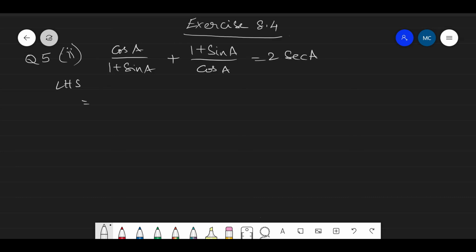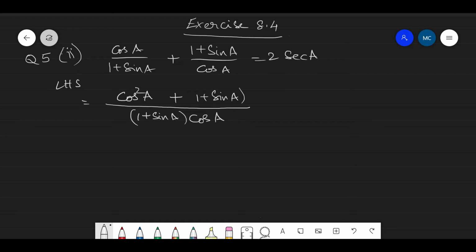Here we are going to take the LCM for the total LHS. So what should be the LCM? This LCM will be 1 plus sin A into cos A. Now what are you going to get in the numerator? So here you will be getting cos square A plus 1 plus sin A whole square.